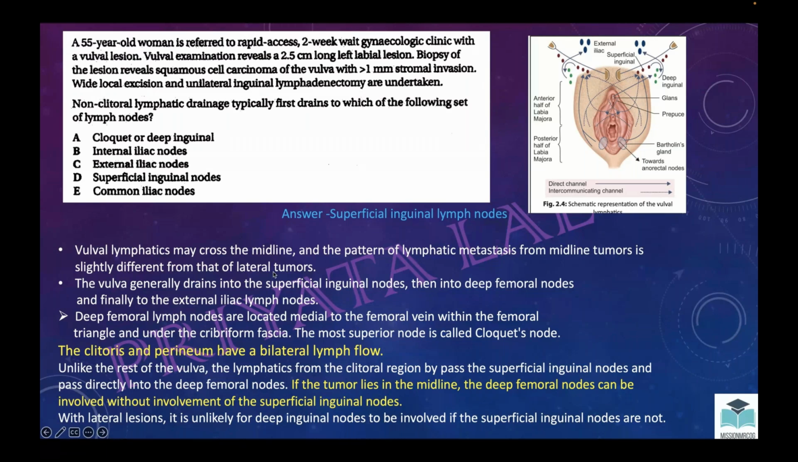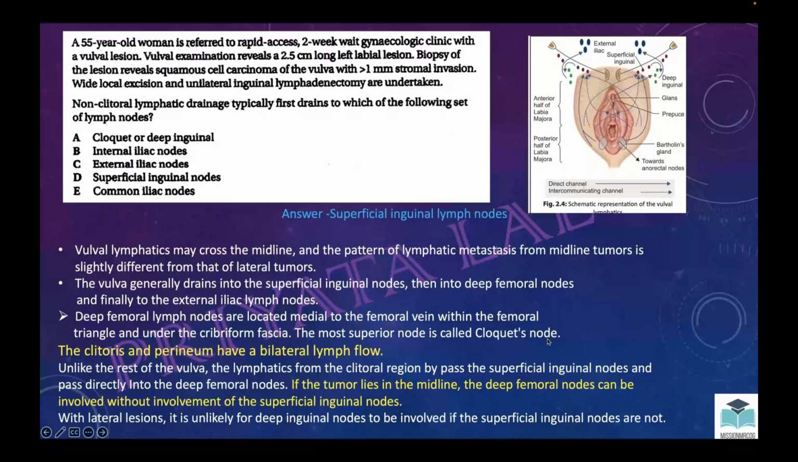So the vulva will drain first into the superficial inguinal lymph nodes, then to the deep inguinal lymph nodes, deep femoral lymph nodes, and then finally to the external iliac group of lymph nodes. Deep femoral lymph nodes, as we already know, lie medial to the femoral vein in the femoral canal, and the most superficial will be the Cloquet node that we read in first year of MBBS.